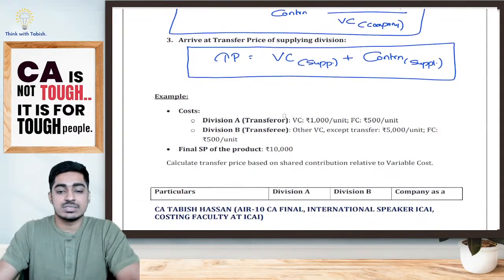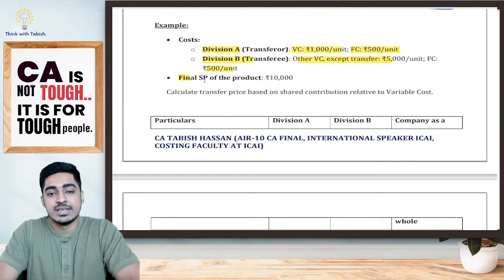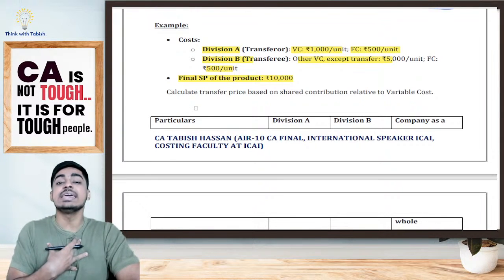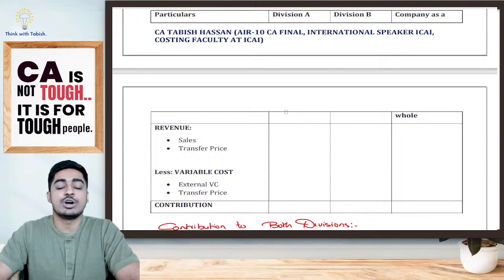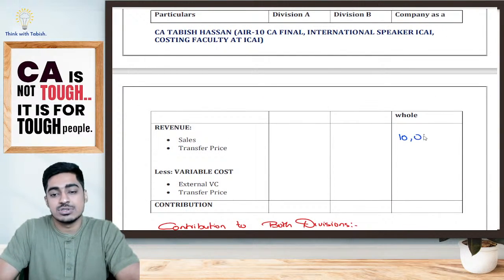What we are doing, look at this. Same example, division A we have, division B we have. Division A variable cost is 1000, fixed cost is 500. Division B variable cost is 5000, fixed cost is 500. Final selling price is 10,000. Firstly, we tell how much contribution the company as a whole is earning. How much revenue are we getting? Ultimately we sell the phone, we get 10,000.